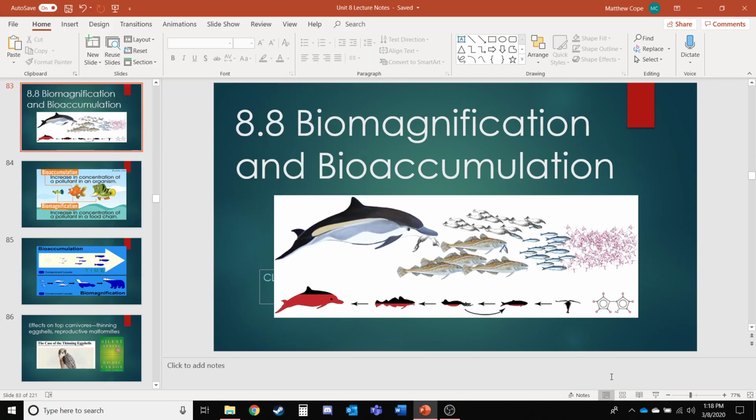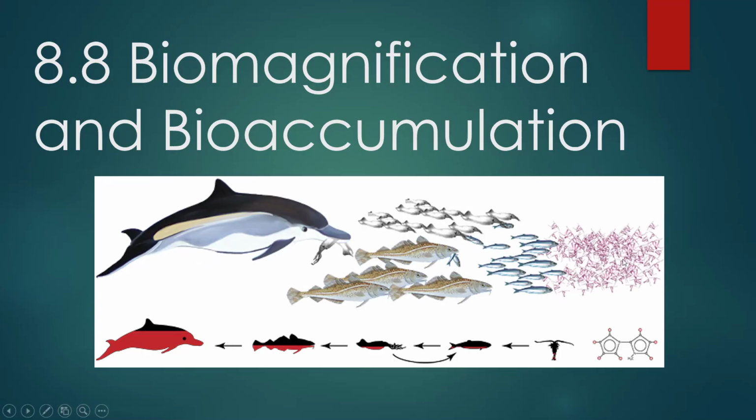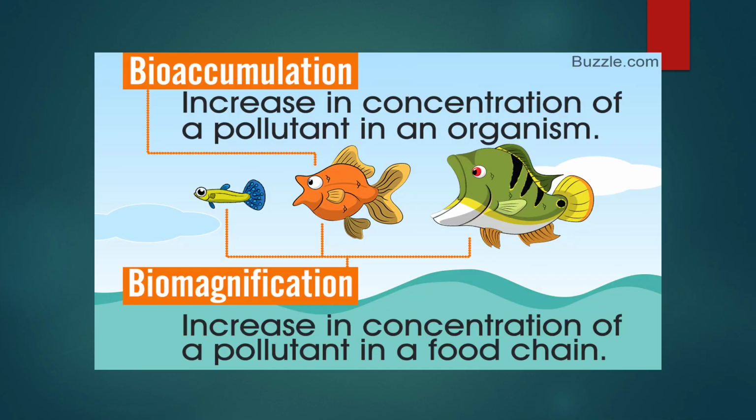All right, welcome back. This is going to be the continuation of the Unit 8 notes, Unit 8 being aquatic and terrestrial pollution. In this video, we're going to be looking at Section 8 from Unit 8, Biomagnification and Bioaccumulation. We'll look at the difference between these two and why they are so important.